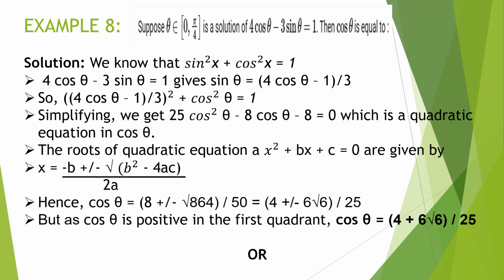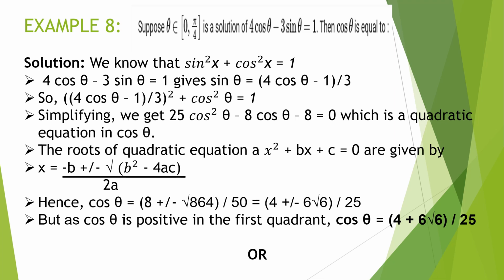Now 4 cos theta minus 3 sin theta is equal to 1 is given to us. So what will be sin theta? Making sin theta the subject of the formula, we get sin theta equal to 4 cos theta minus 1 upon 3. Why do we do this? Because we try to convert it into the same variable. So sin square theta will be 4 cos theta minus 1 by 3 whole square plus cos square theta equal to 1. On simplification, we get 25 cos square theta minus 8 cos theta minus 8 equal to 0.